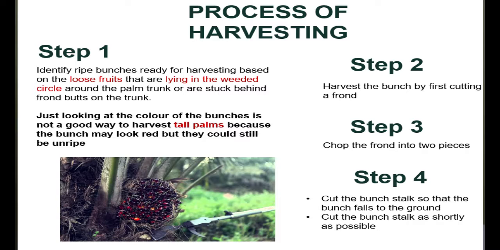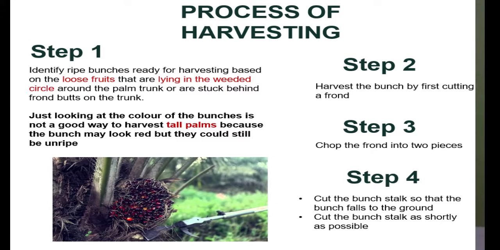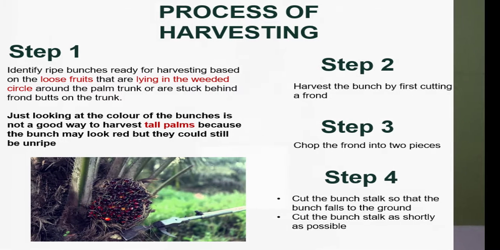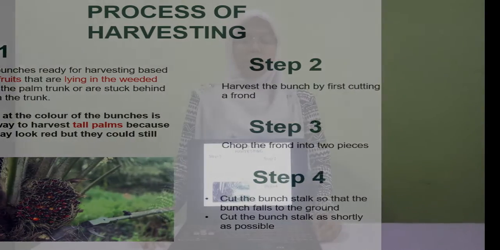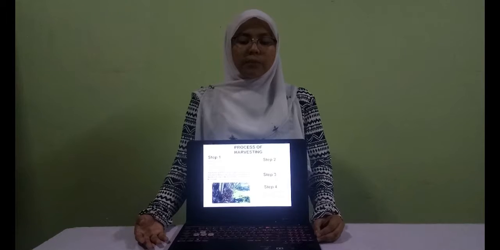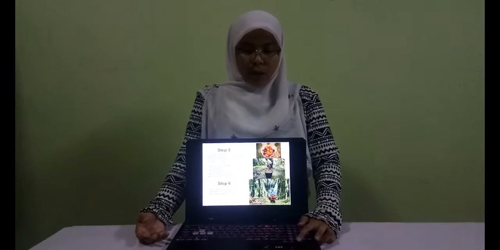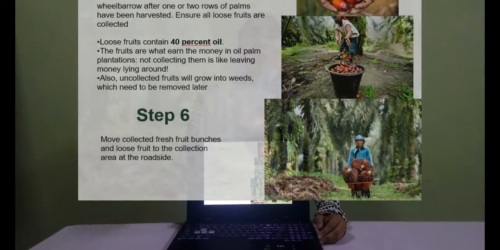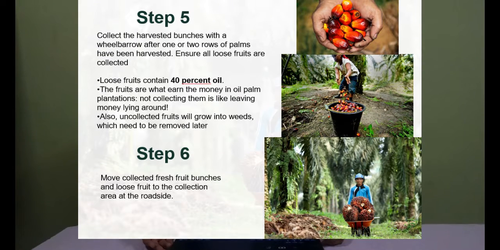Okay, step 2, harvest the bunch by first cutting the frond. And step 3, chop the frond into pieces like the leaf stalk. And the fourth step is to cut the bunch stalk so the bunch falls to the ground. Cut the bunch stalk as short as possible, like I said, 2 cm. And then step 5, collect the harvested bunches with a wheelbarrow after 1-2 rows of palm have been harvested. Ensure loose fruit are collected.